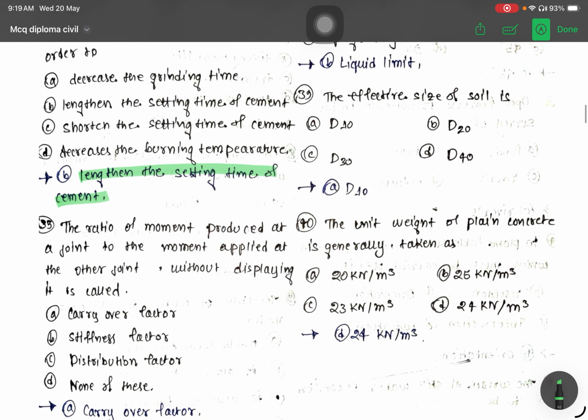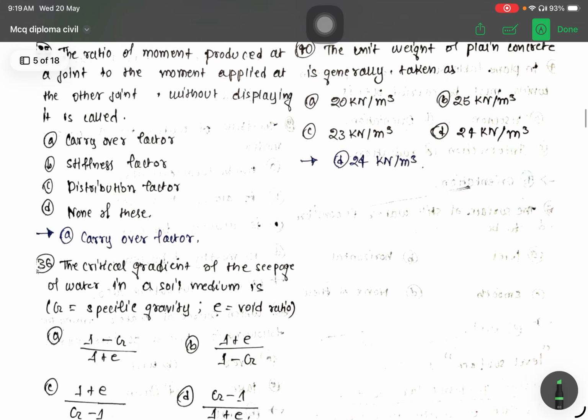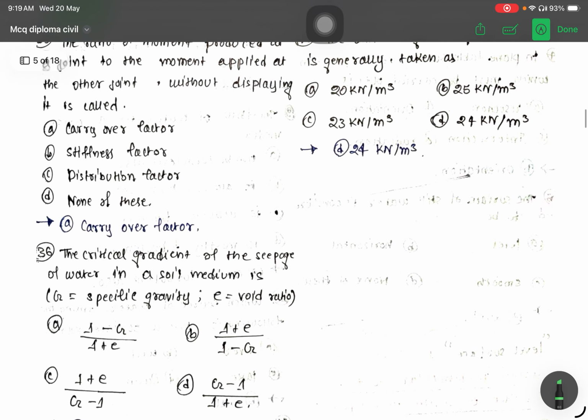The ratio of moment produced at a joint to moment applied at the other joint without displacing it is called carryover factor. The critical gradient of the seepage of water in the soil medium is specified by specific gravity G and void ratio e. So it will be G minus 1 divided by 1 plus e.